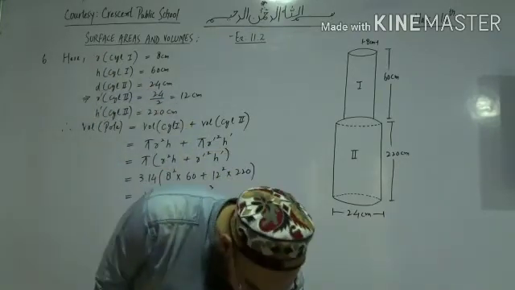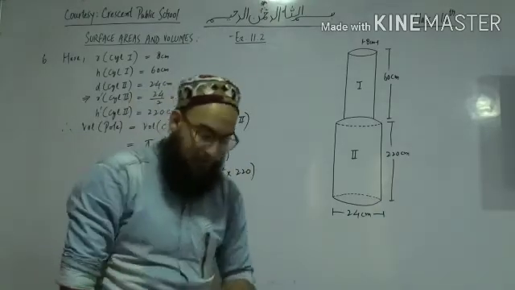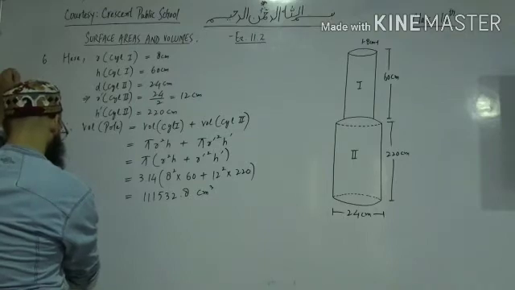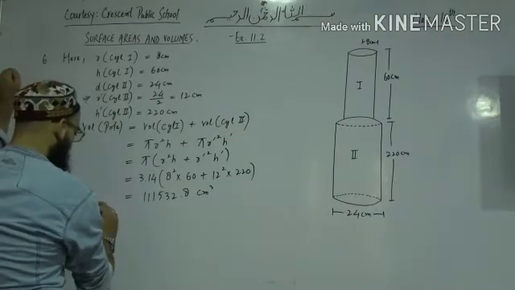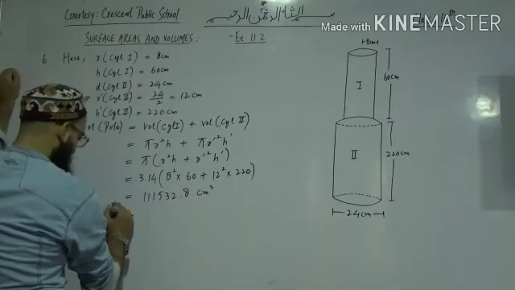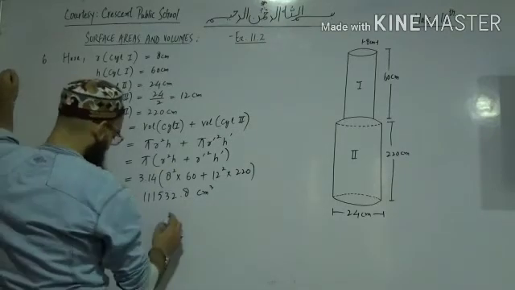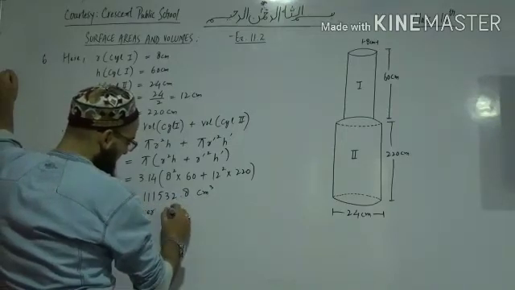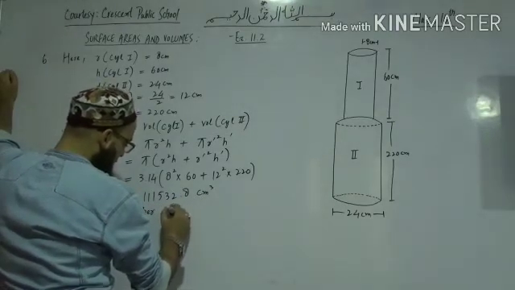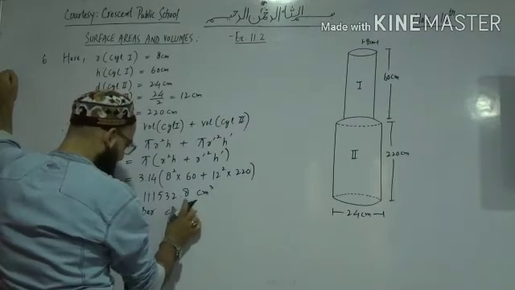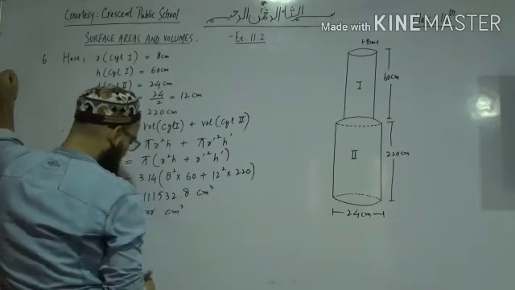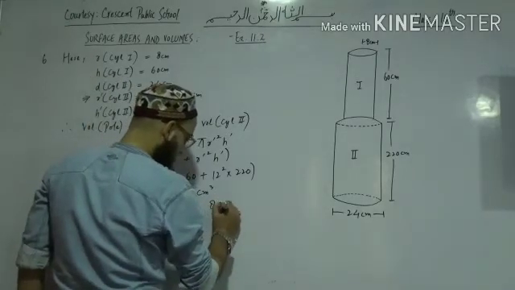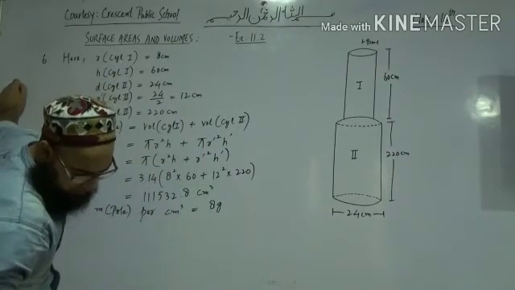Now, the question says that 1 cubic centimeter of iron has approximately 8 gram mass. So the mass of the pole per cubic centimeter is equal to 8 gram. Is it 8 gram? Yes.